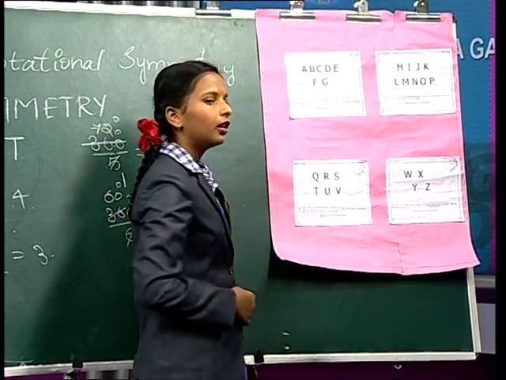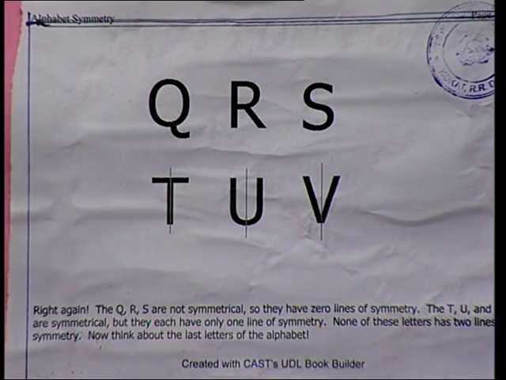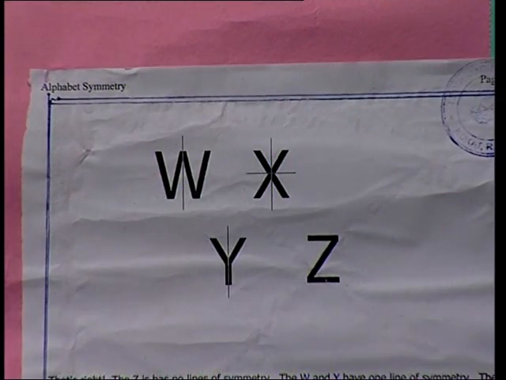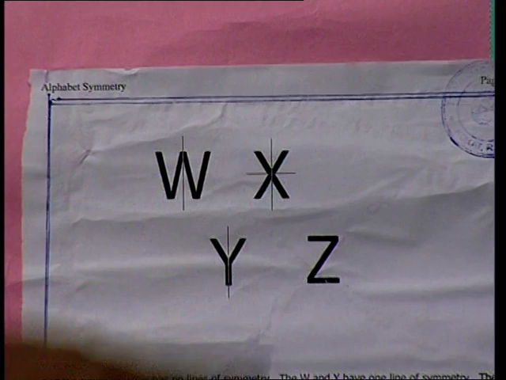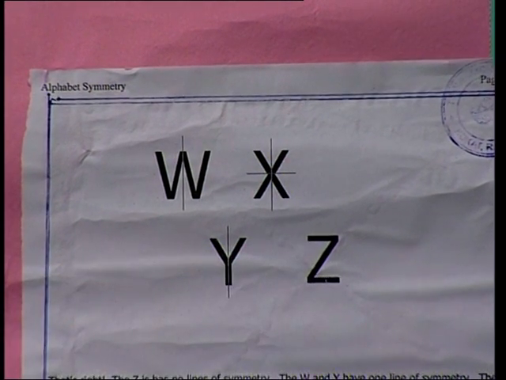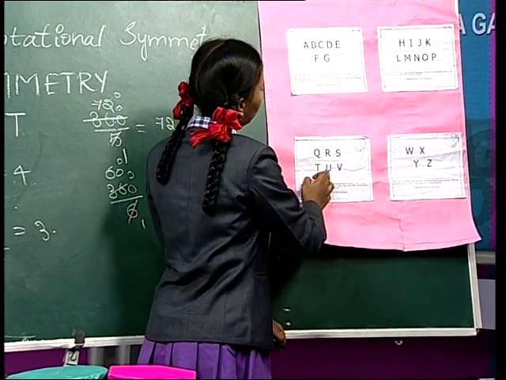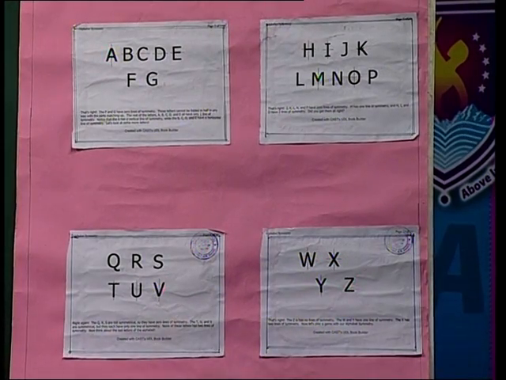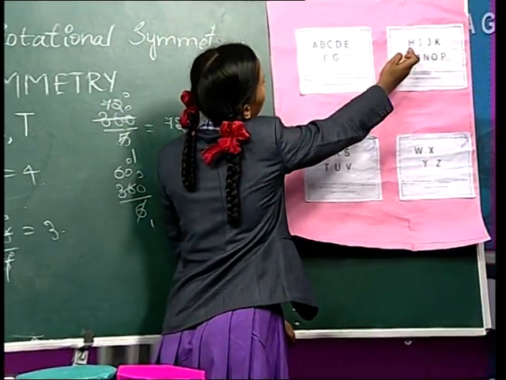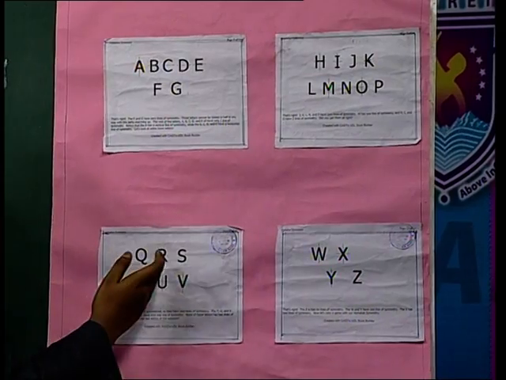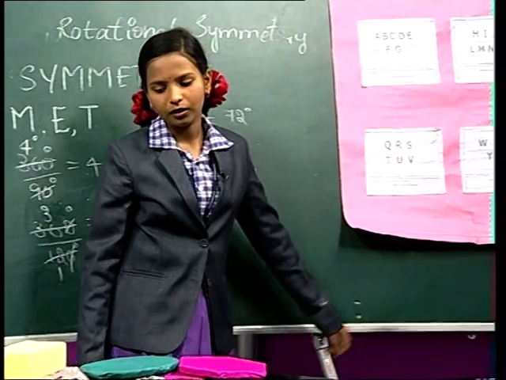For T, U, V, it has a line of symmetry, that is 1. For W and Y, it is 1. That means line symmetry 1. For X it is 2, for Z there is no line symmetry. So A, B, C, D, E and M, K, T, U, V, W, Y have line of symmetry how many? 1. For H, I, O, X how many? 2. For F, D, J, L, P, Q, R, S, Z, no line of symmetry.